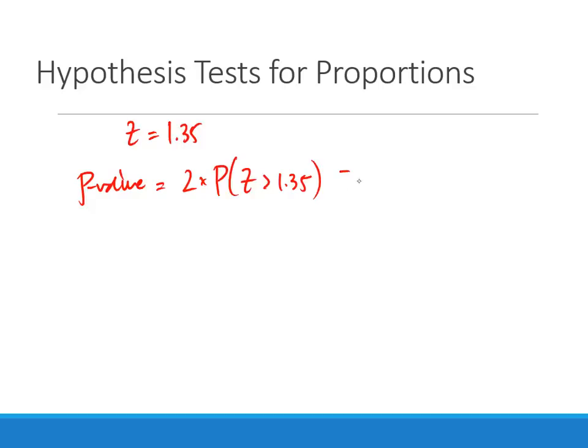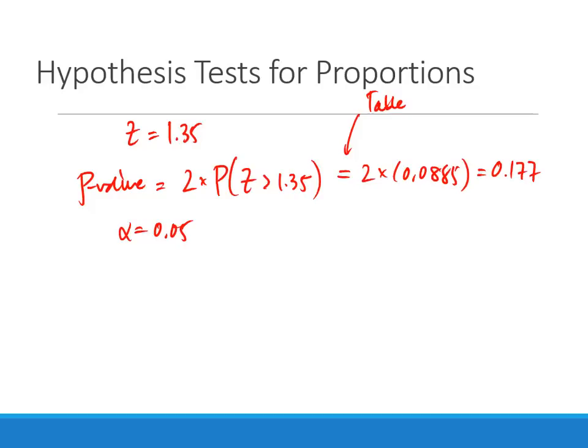And again, you'll go to the table. You've done this a million times now. We're not going to look at it again. You'll find that this is 2 times 0.0885, which is 0.177. Okay, so the p-value is 0.177. What do I do? Compare it to my significance level, absolutely. So alpha equals 0.05. So the p-value is bigger than alpha.